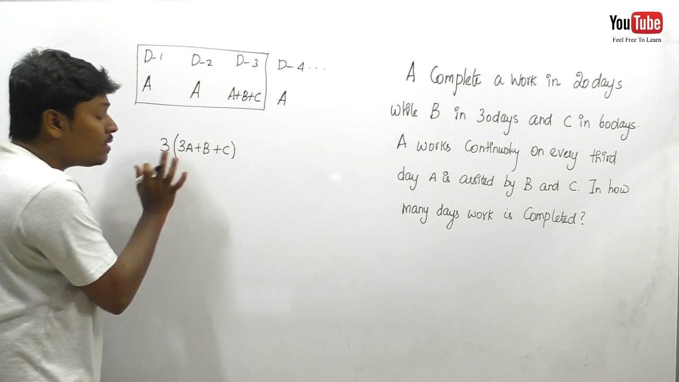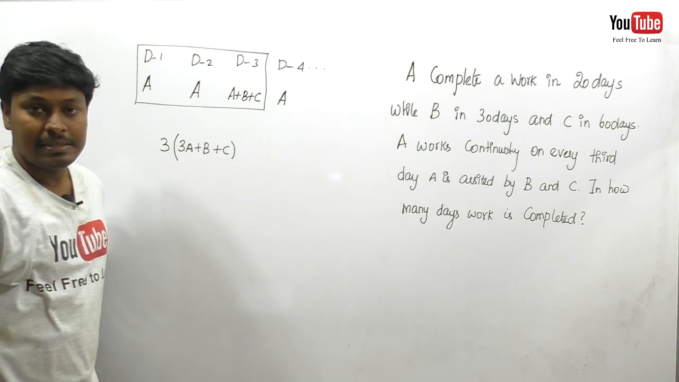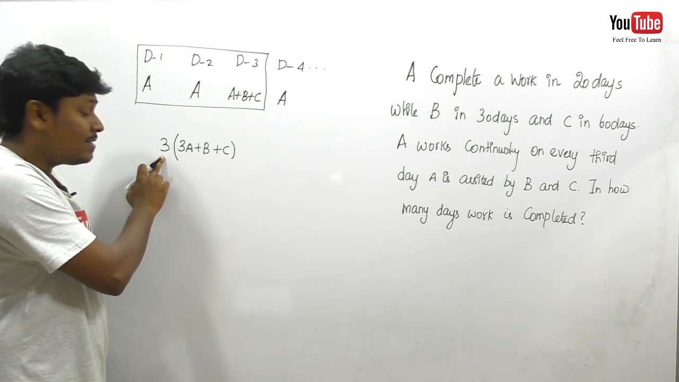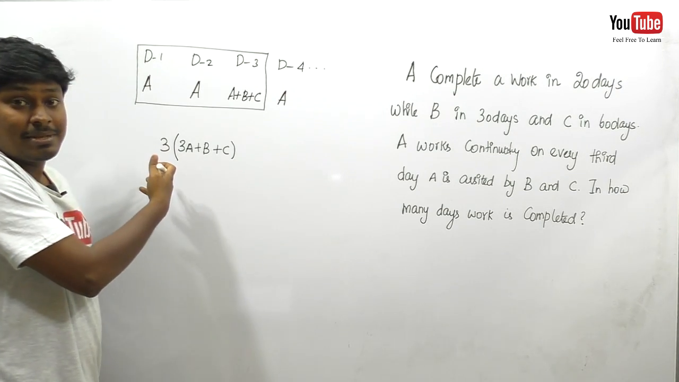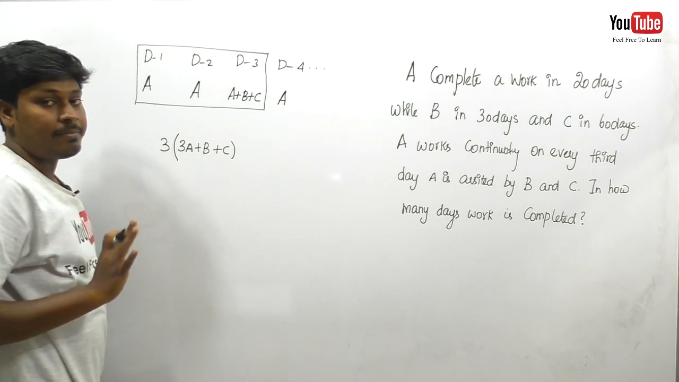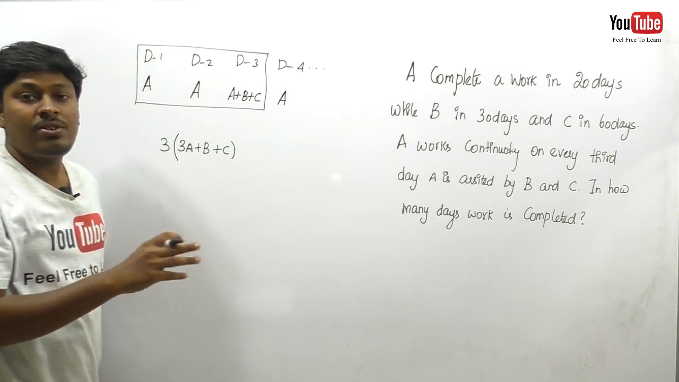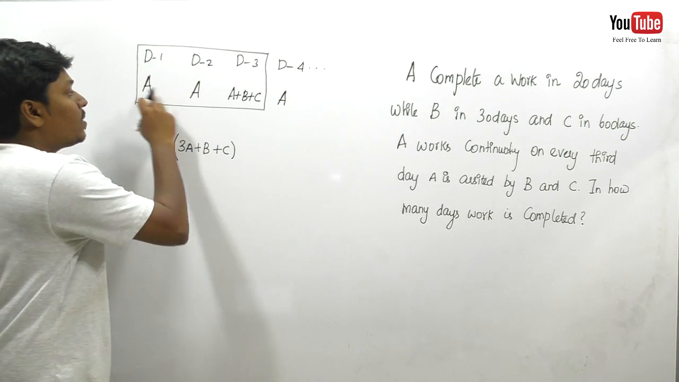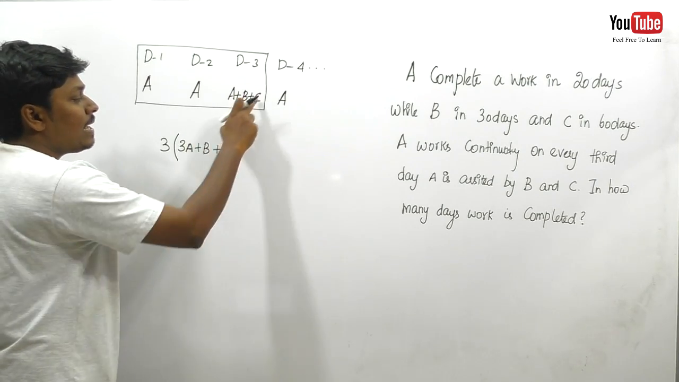If you make this equation properly, you can solve all the questions. How about this 3, friends? This number 3 I have written only based on the cycle. This cycle consists of 3 days. Inside this cycle, next we need to target every single person. So A is working for 3 days, B for 1 day and C for 1 day.